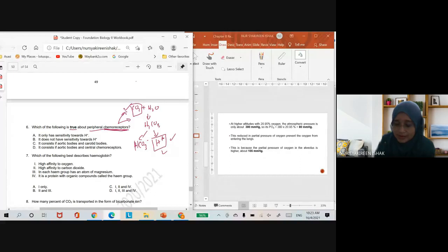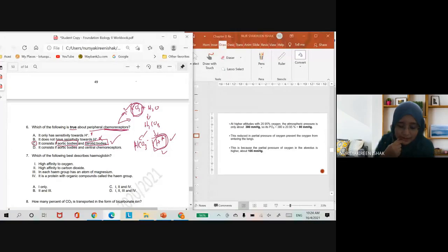Looking at the answers, saying it only has sensitivity towards hydrogen ion is wrong, because it is hydrogen ion and also carbon dioxide. If it were hydrogen ion only, it would be the central chemoreceptor. Saying it does not have sensitivity towards hydrogen ion is even more wrong. It consists of aortic bodies and carotid bodies. This one is the answer if I'm not mistaken. Yes, the answer is C. The sensors are at the aorta, where you have the aortic bodies, and the other is located at the carotid artery, where you have the carotid bodies, to detect the change in carbon dioxide concentration and hydrogen ion concentration. So the answer is C.